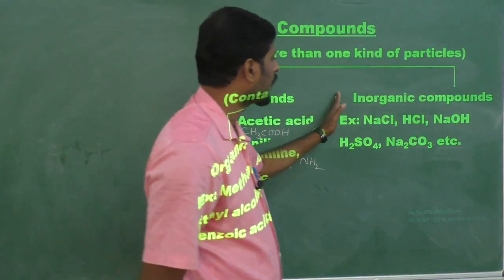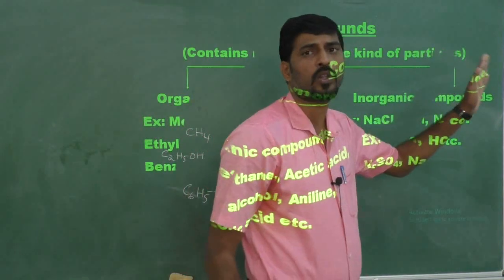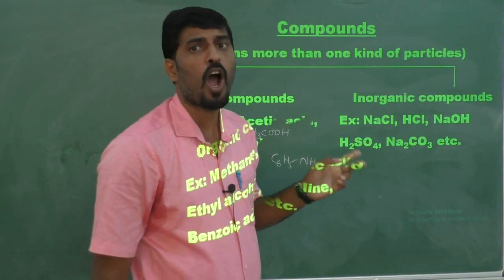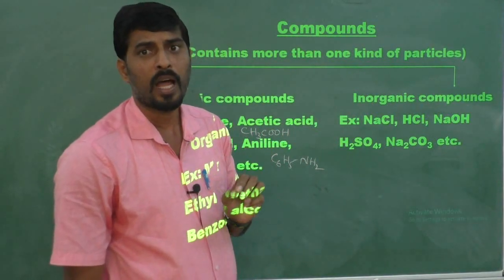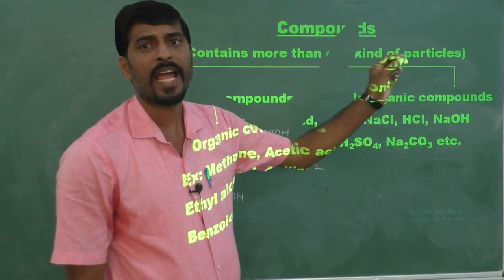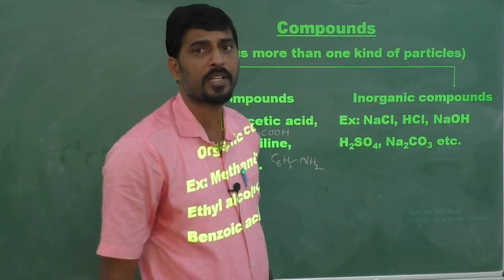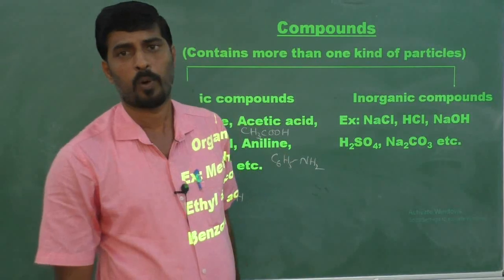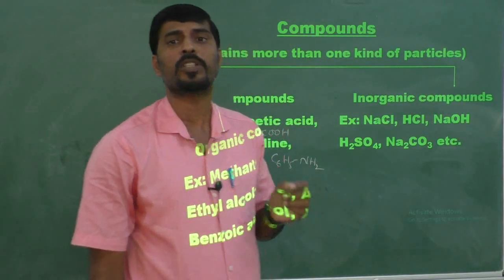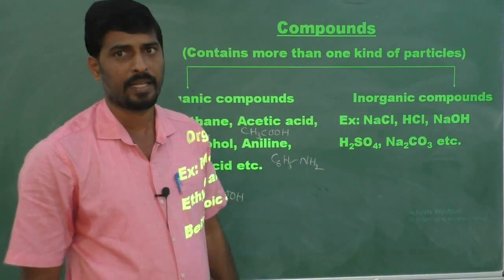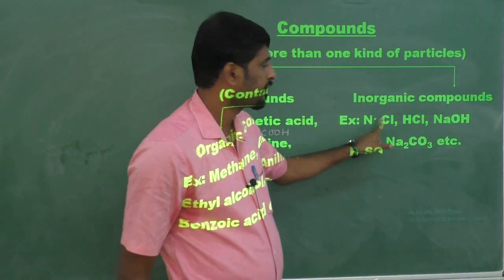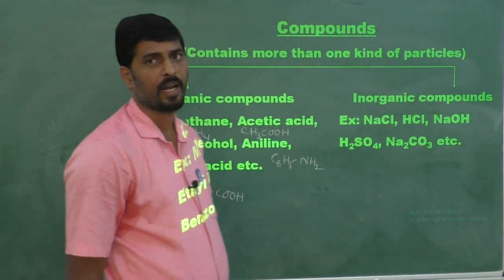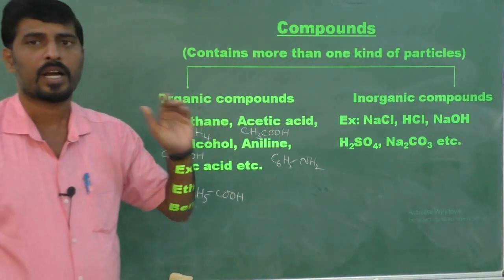Next, inorganic compounds. Inorganic compounds are those which are formed from the combination of two or more elements from the around 115 known elements. By the combination of these, you get compounds, and those are called inorganic compounds. These are obtained from rocks and minerals. Examples: sodium chloride, HCl, NaOH, H2SO4, sodium carbonate, etc. All these are inorganic compounds.